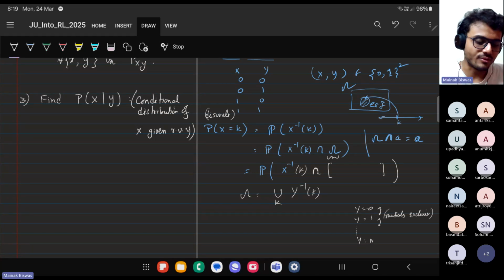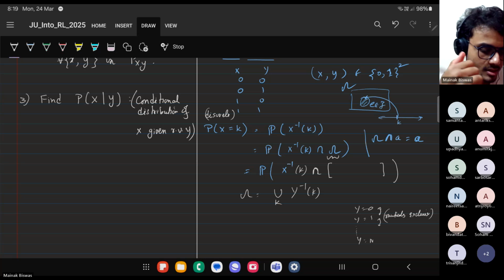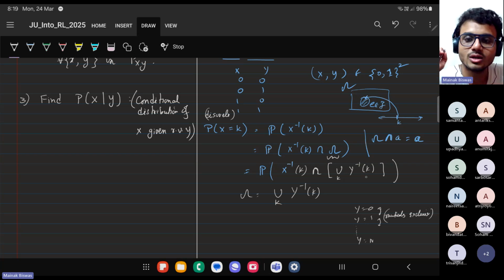Because a random variable, again, is a function. So independent events have to map to separate outputs, right? So for example, head cannot map to both 0 and 1, right? It can only map to one of them, something like that. So I can write this as union of y inverse of k. Is there any question? Do you want any further explanation for this?